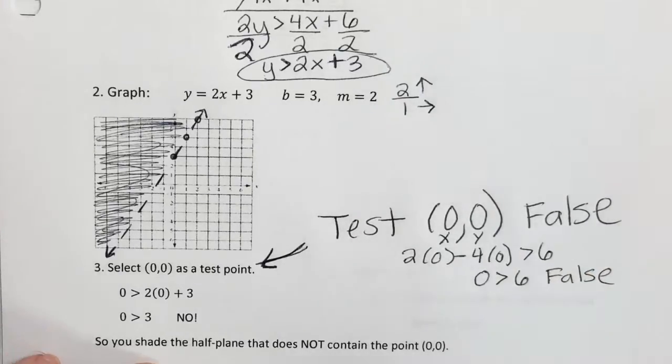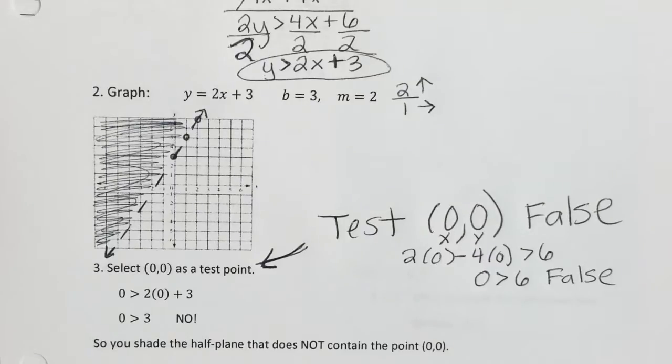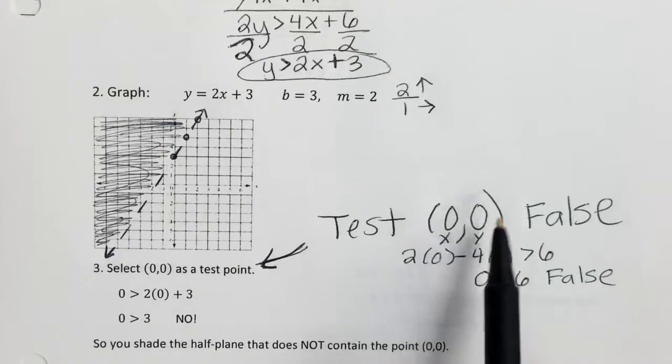Why do we need to do this? Okay, so let me back up. Listen, this is not something you have to do. This is what you can do if you want to check to see if you shaded the correct way. If it's less than, you're going to be above. If it's less than, you're going to be below. If it's greater than, you're going to be above. Some people just get them confused. But if you want to check, pick any point.